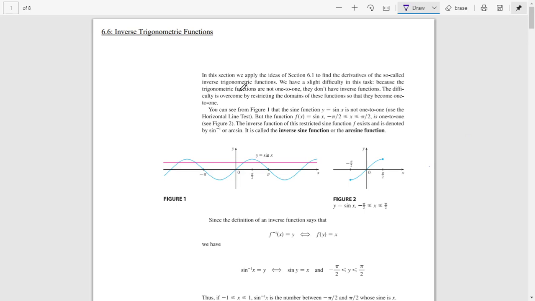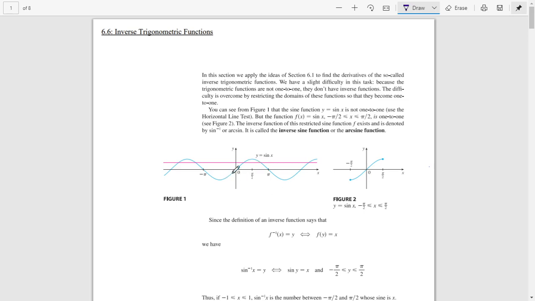For instance, take a look at this function here, the sine function. It's sinusoidal, and if you draw a horizontal line across, it doesn't pass the horizontal line test. So this function is not one-to-one. However, we can restrict the domain of this function such that the function will become one-to-one. It will pass the horizontal line test, and then we can find its inverse in this restricted domain.